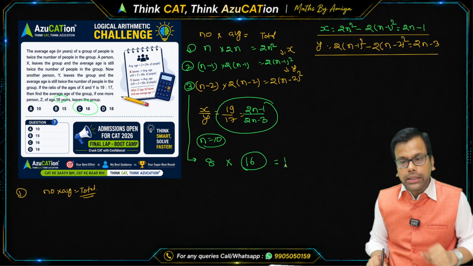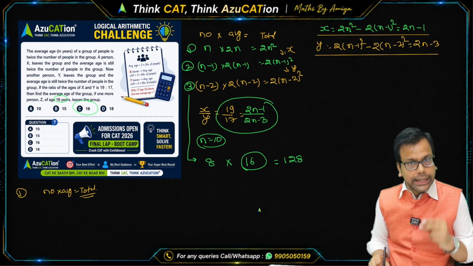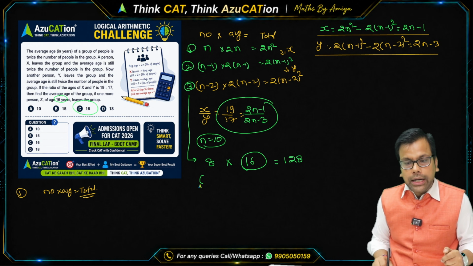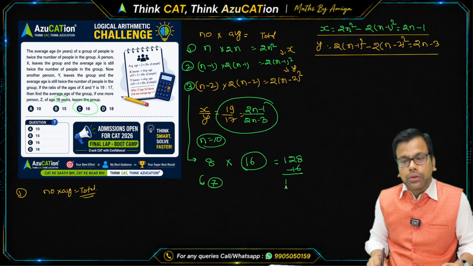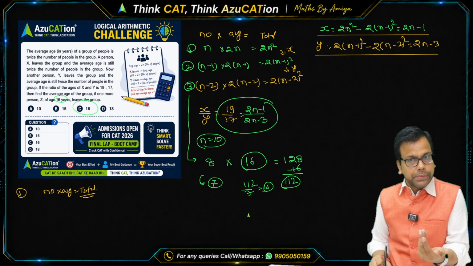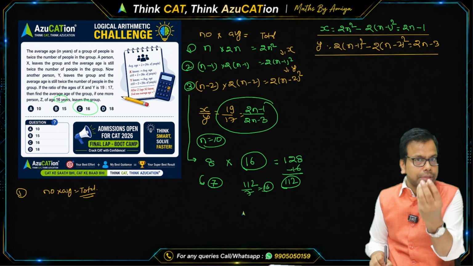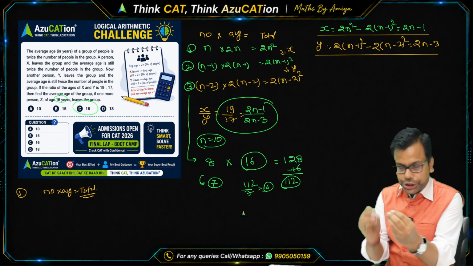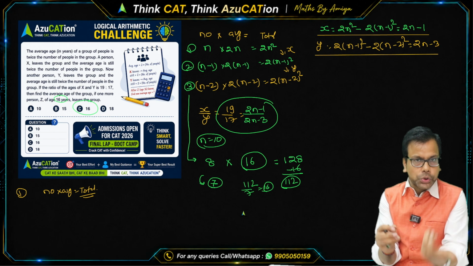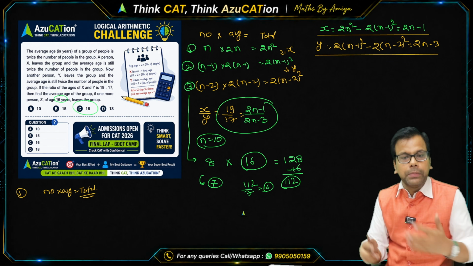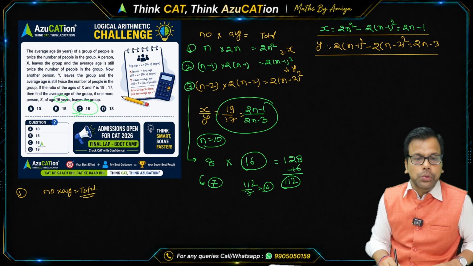If we multiply this one, we are going to get 128. When one person leaves, we have 7 people. Their age, if 16 leaves, is 112. So the new average is 112 divided by 7, which is equal to 16. You can also find it this way, but what was the concept? If the average of a group is 16, and any person of 16 joins or goes out of the group, the average won't change. The answer of this question is 16.